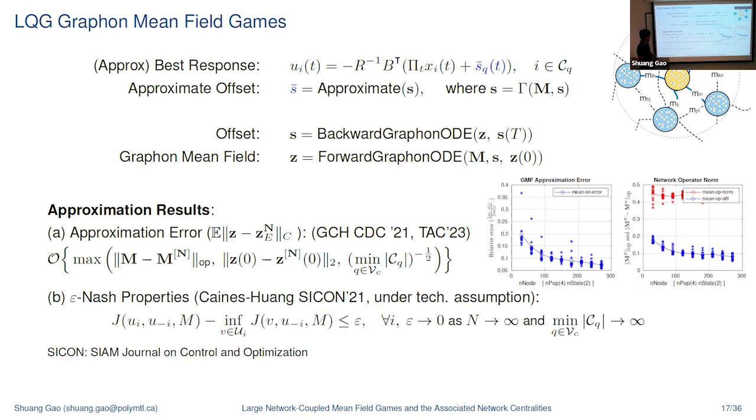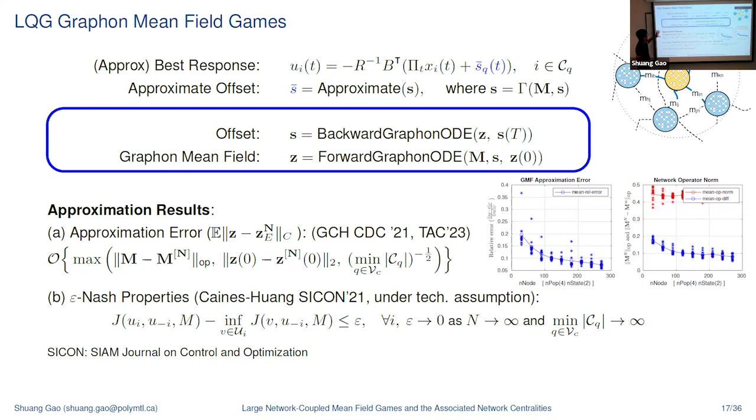Another type of approximation result given by Huang and Caines is the so-called Epsilon-Nash property or Epsilon-Nash equilibrium. So the strategy you generate here is not going to be a Nash equilibrium. Individual agents still can deviate and achieve a smaller cost. However, the gain that you get is always smaller than epsilon, where this epsilon is a small constant. And it's shown that the epsilon goes to 0 as the number of nodes goes to infinity and the minimum population size goes to infinity.